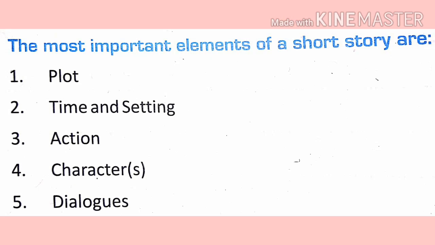Fourth is characters. Now you have to introduce the characters also. You can use 3 or 4 characters to make the story more appealing. Fifth one is dialogues. Include dialogues to make the characters come alive and to express their views. You can use more and more adjectives and adverbs to make it more catchy. Now let's see the format of story writing.